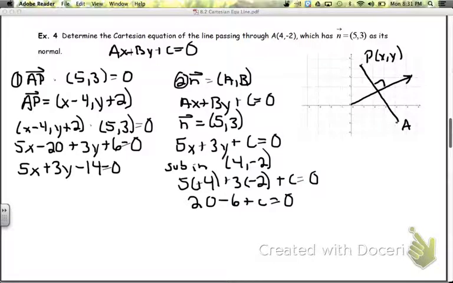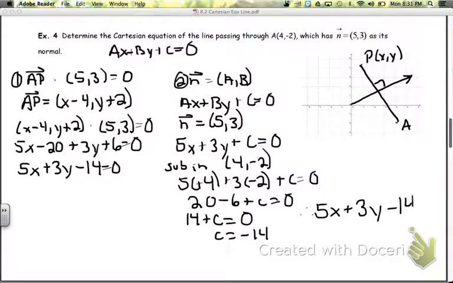20 minus 6 is going to be 14. And then when we bring that over, it would be 14 plus c equals 0. So therefore c is equal to negative 14. And therefore our Cartesian equation is exactly the same, 5x plus 3y minus 14 equals 0.